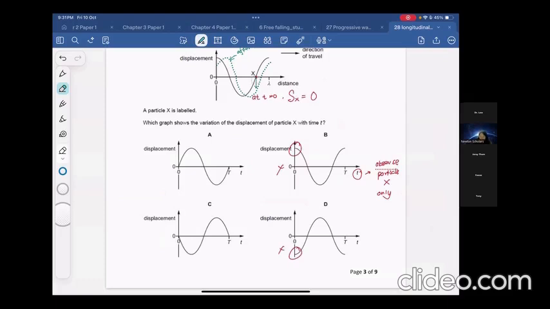After a short time, it will go down. So that means that it should be going down. Here, it should be going down and then go up again. So the answer should be C.